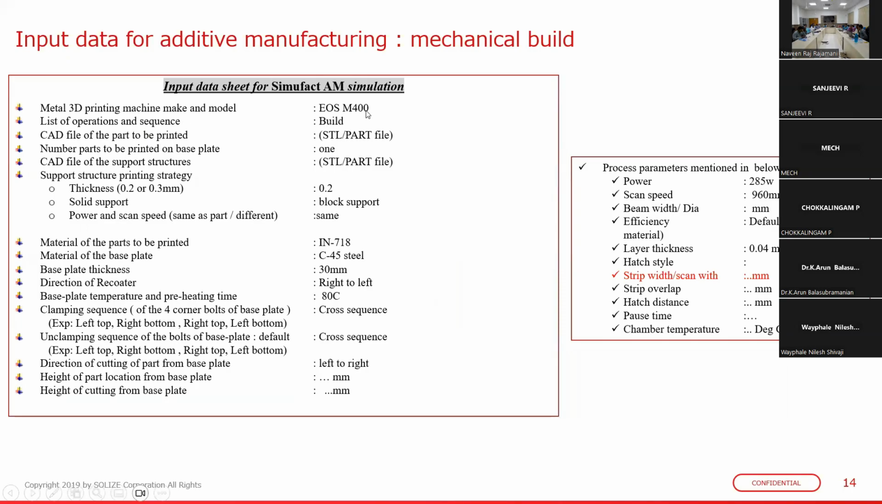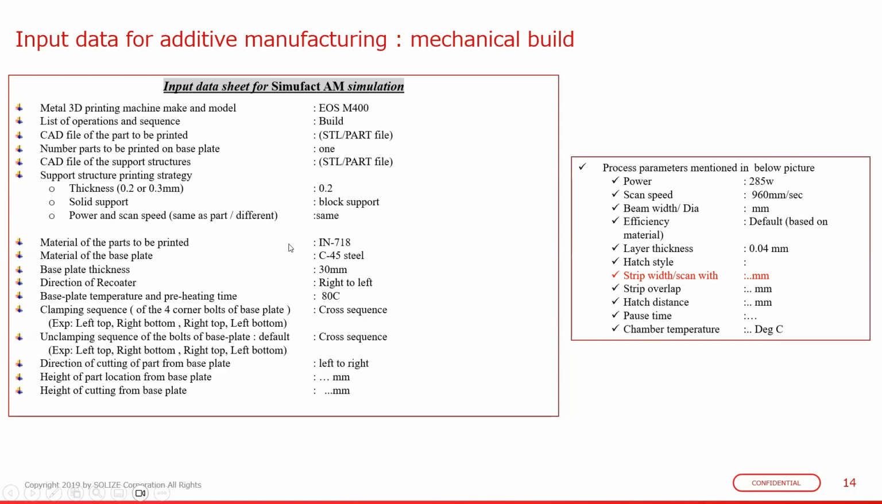M400 means the base plate dimension is 400 by 400. Then the CAD file, the STL part file, is taken. Then the support structure and printing strategy, you can see the thickness, and what type of support structure we are using. There can be block supports, line supports, different things. Then the material: we are using Inconel 718, the base plate material is C45 steel, and the base plate thickness is 30 mm. And the base plate temperature and preheating time.